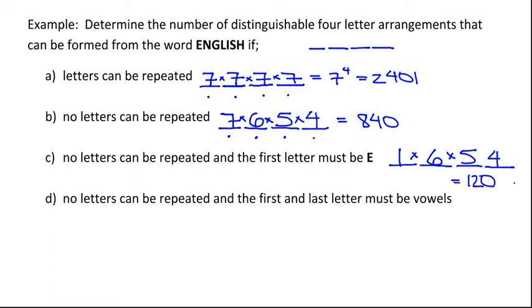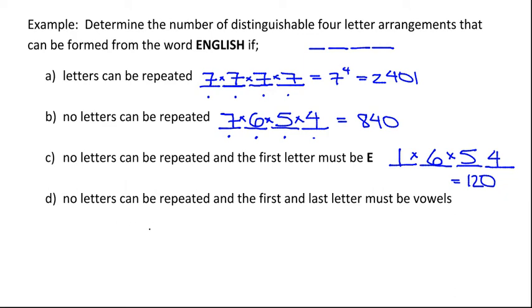You may want to take a moment at this point to notice that the more restrictions that we place on these words, the fewer possibilities there are. So when we had no restrictions, when we said any letter could be repeated, we had 2,401 options. Now we're restricting the first letter, saying we can't repeat anything else, and we're down to 120 options. So the more restrictions you have, you tend to have fewer possibilities. Okay, let's try out the last one.